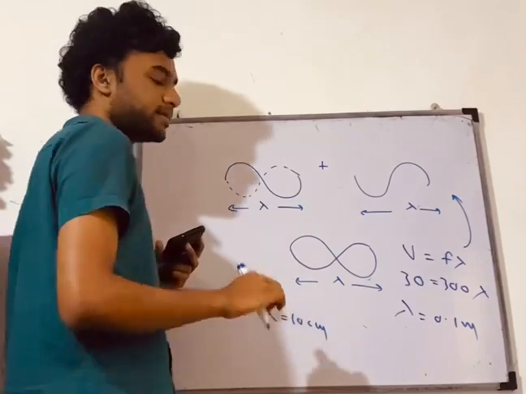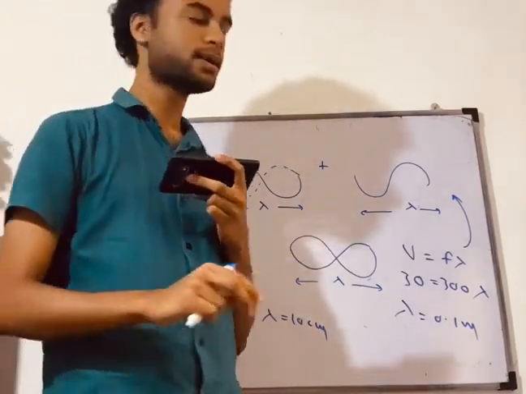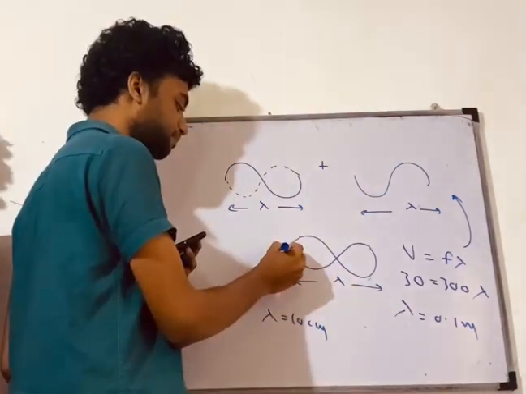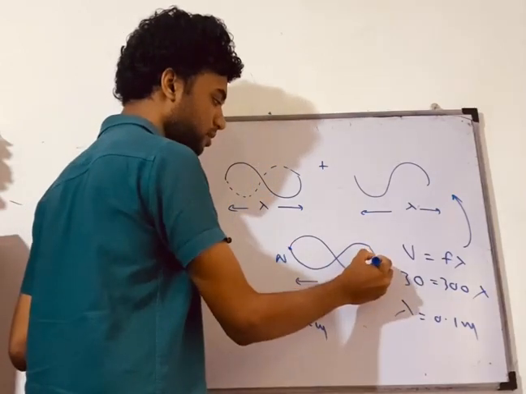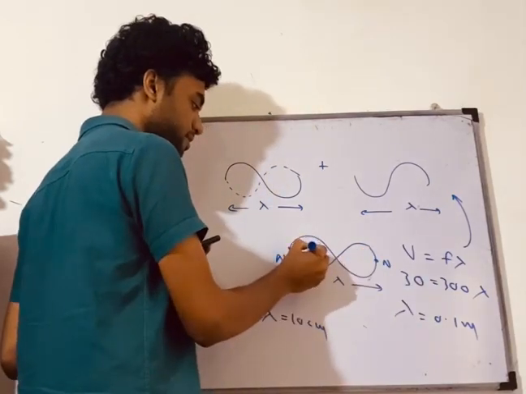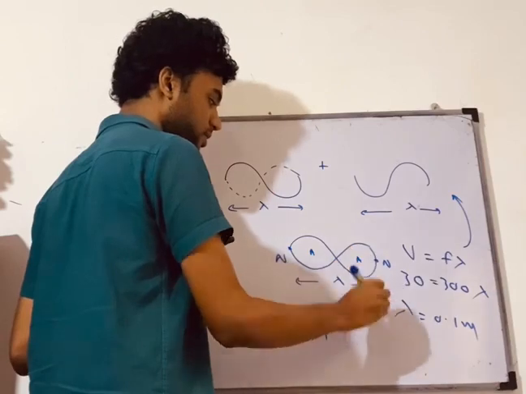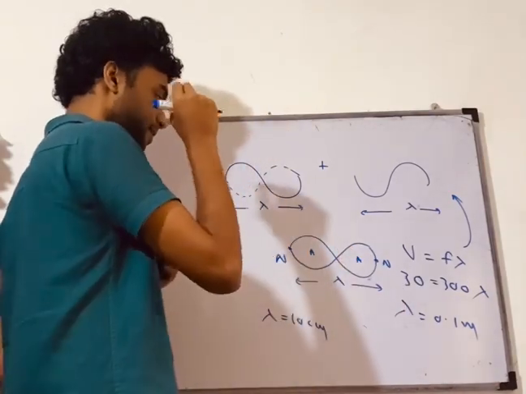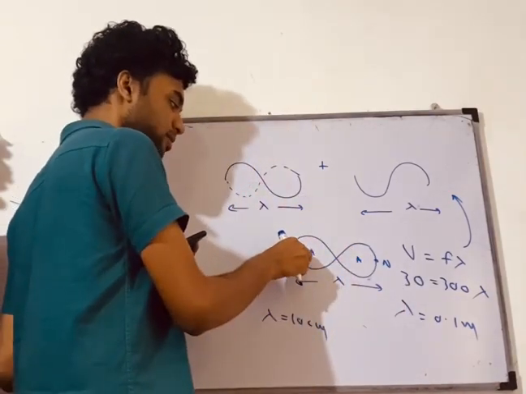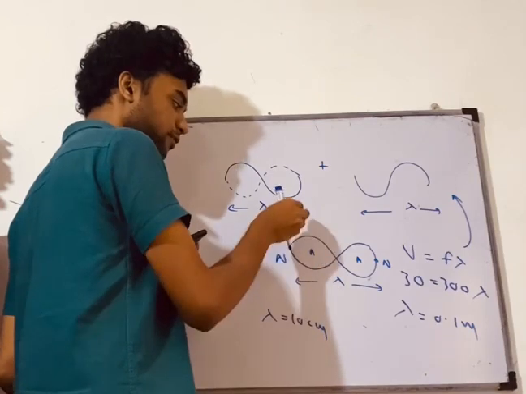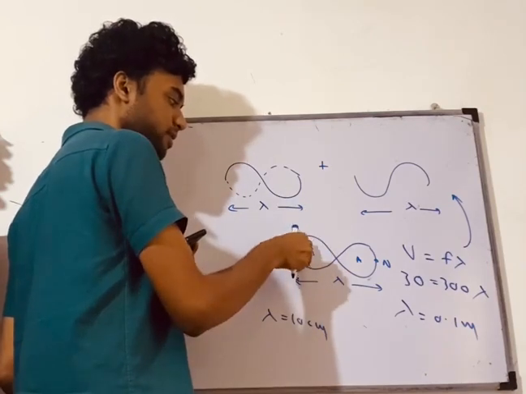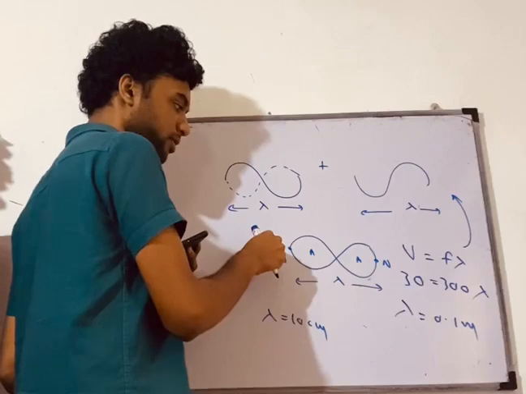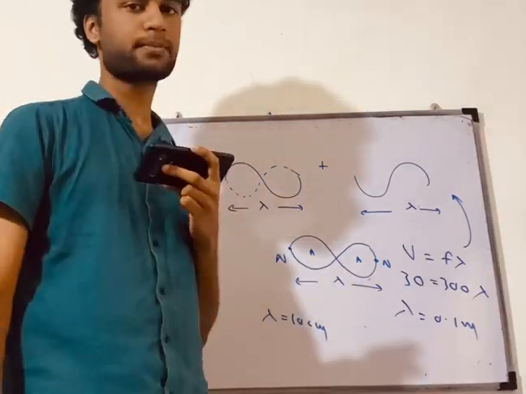So I can mark the nodes and the antinodes. This is going to be the node. This is another node. This is the antinode. This is another antinode. What can you say? In the antinode region, there's a lot of freedom to vibrate. Therefore, the amplitude is higher. In the node region, the freedom to vibrate is not there.